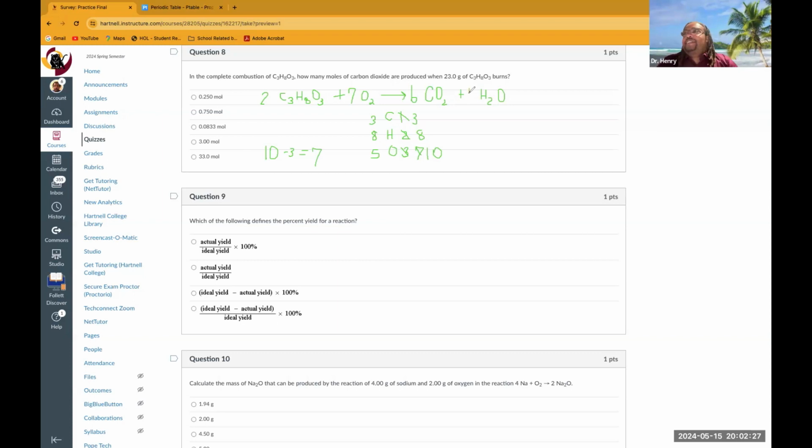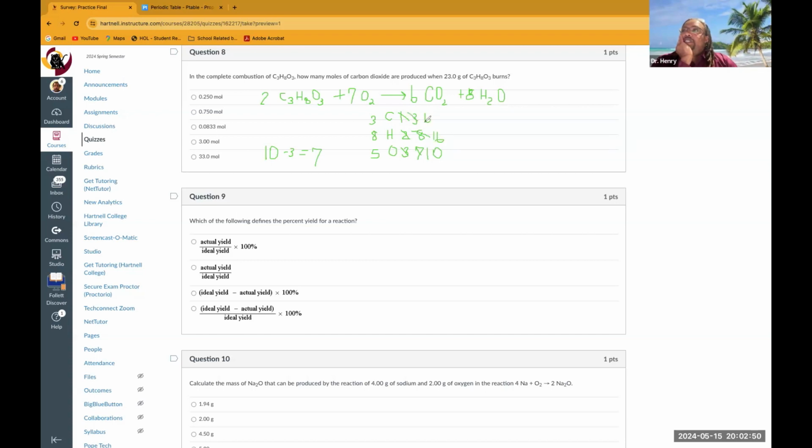As I erase everything. Okay. Oops, 4. Oops, 8. Okay. 16. So now we have 16 hydrogens.